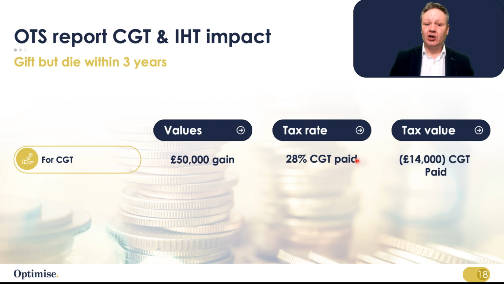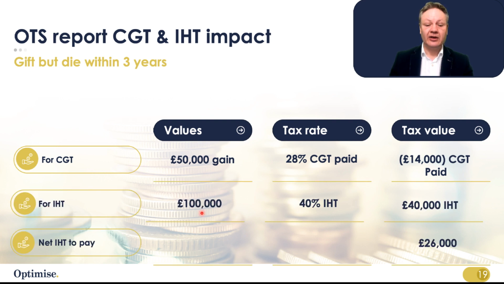Alright, so let's now look at the reality. This is whereby you make a gift, but you die within 3 years. So you make a gift, but unfortunately you pass away within 3 years. Now what's going to happen here is we're going to say that we paid the CGT upfront. So here we're going to make this gift during the current regime, not the proposed regime. Here we've got £50,000 worth of gain. We're ignoring CGT annual allowances for now, but we've got a 28% capital gains tax liability, which gives us £14,000 CGT, which we will have paid.